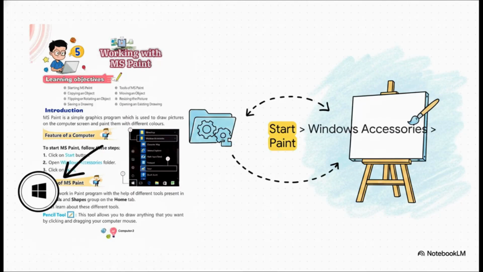And getting it open is a breeze. You just follow 3 simple steps. First, click that Start button down in the corner of your screen. Next, just scroll through your apps to open the Windows Accessories folder. And finally, click on Paint. That's literally it. Your blank canvas will pop right up, totally ready for your ideas.